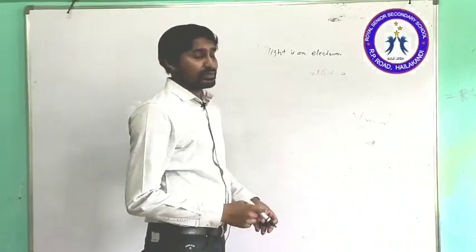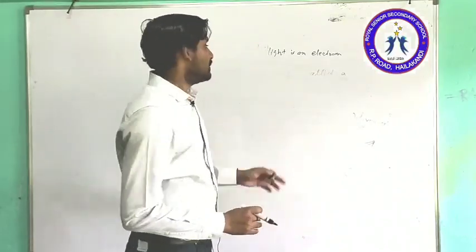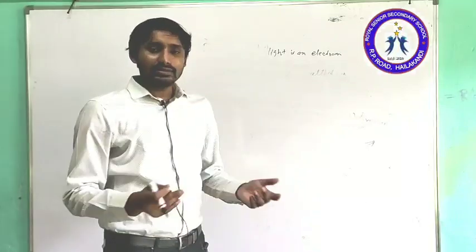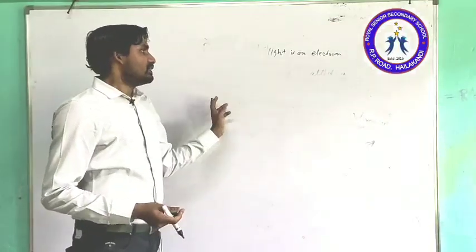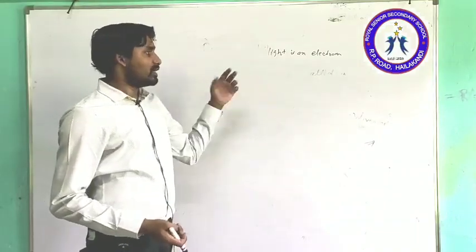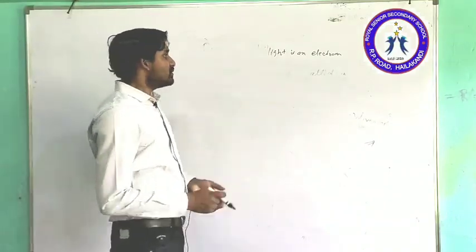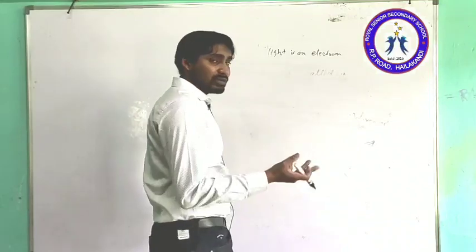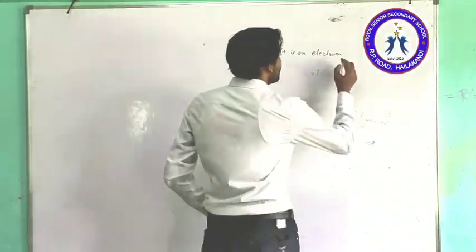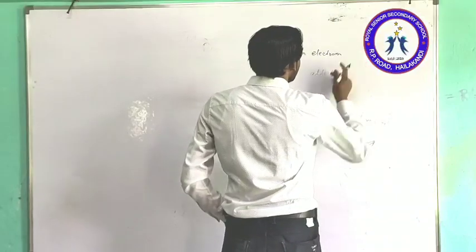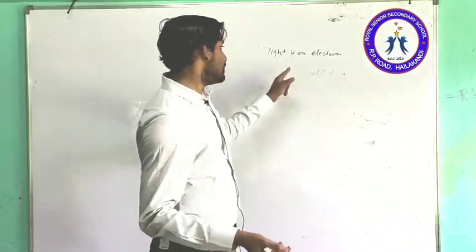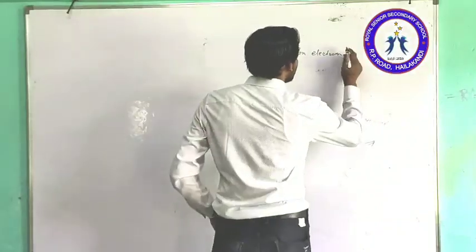What kind of wave? It is actually an electromagnetic wave, because in optics we study all these things: what are the different natures of light, what is its wave nature, what is its particle nature, what are its properties, what are its sources. If you are saying that light is a wave, then what kind of wave? Then it is an electromagnetic wave. There is something called a mechanical wave, like the sound wave, and the electromagnetic wave. Light is an electromagnetic wave.